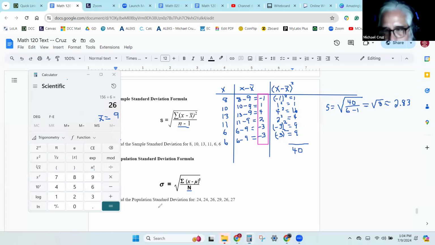So for this one right down here, the mu, which is just the same thing, the mean, is 26. You add all those up, you get 156. You divide it by 6, 6 pieces of data, and you get 26.